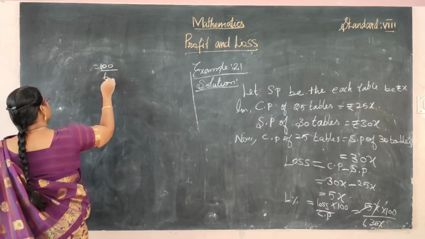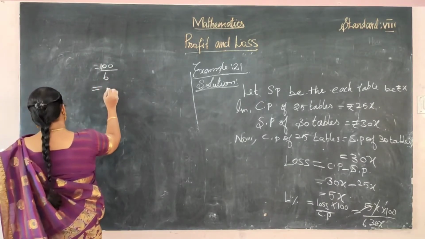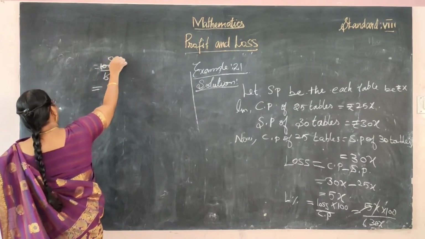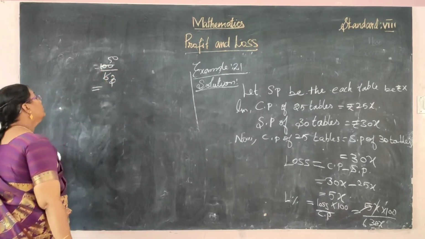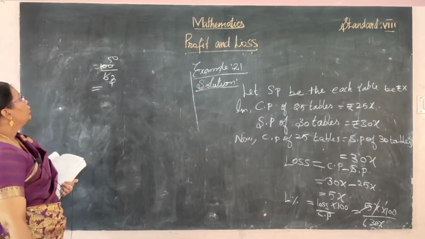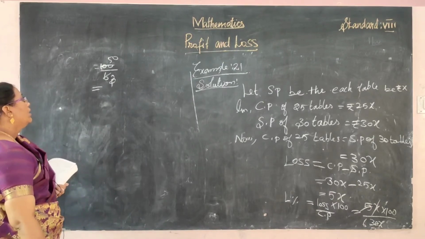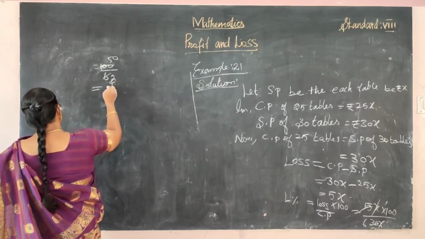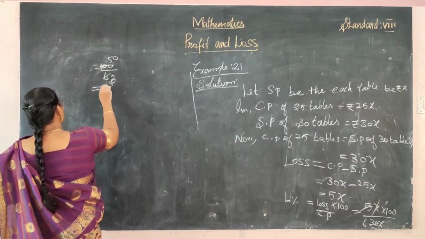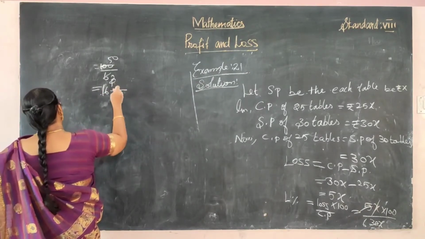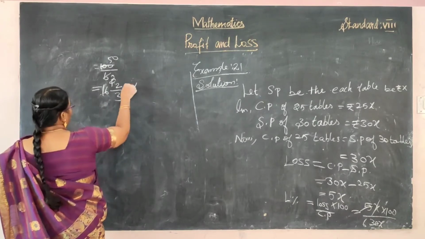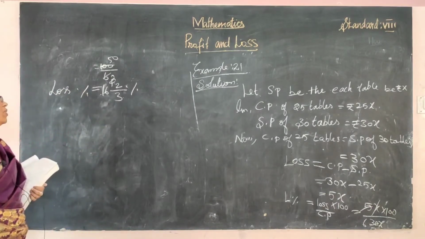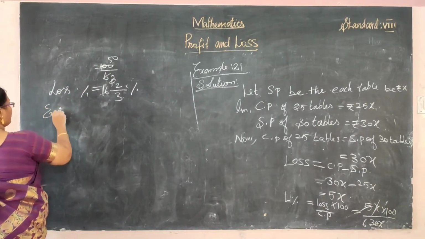100 by 6 can be written as a mixed fraction, since it is not divisible evenly. 16 threes are 48, minus 2. So the loss percentage is equal to 16 2 by 3 percent. Okay, and next example.